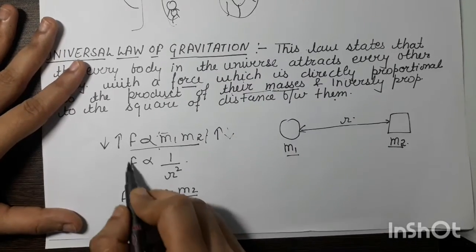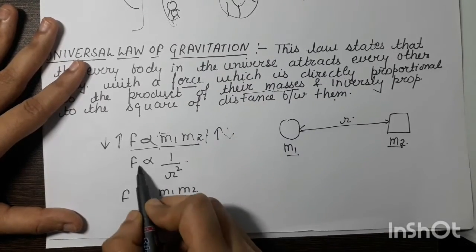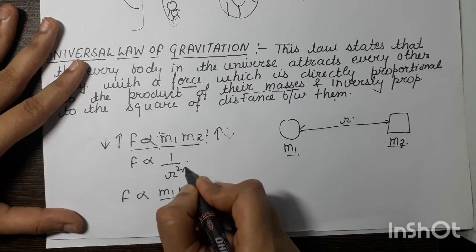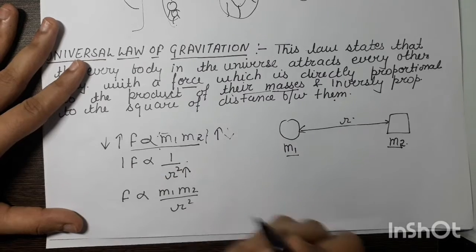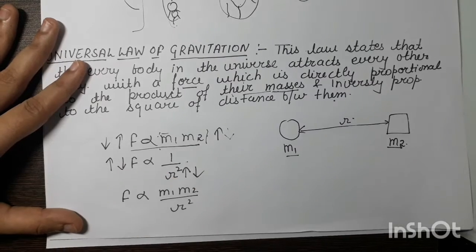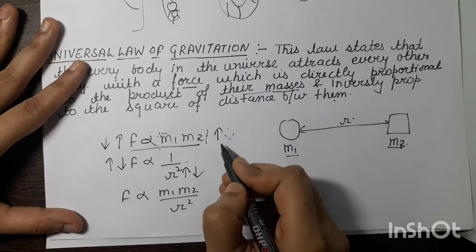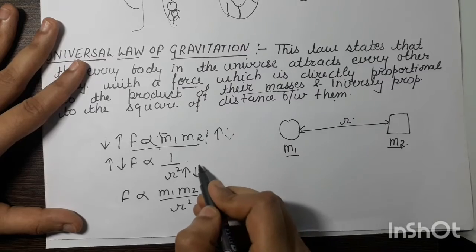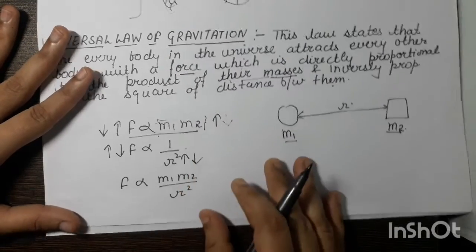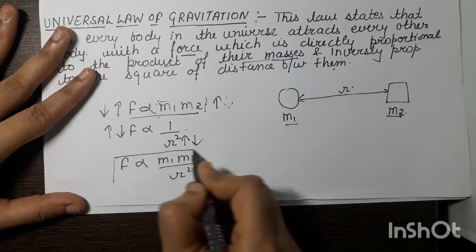But if we see this, then this is inversely proportional to r square. So if r square will increase, force will decrease. It will be opposite. If r square will decrease, then force will increase. So this is the meaning of inversely proportional and directly proportional. And when we joined these two formulas, we get a certain formula.